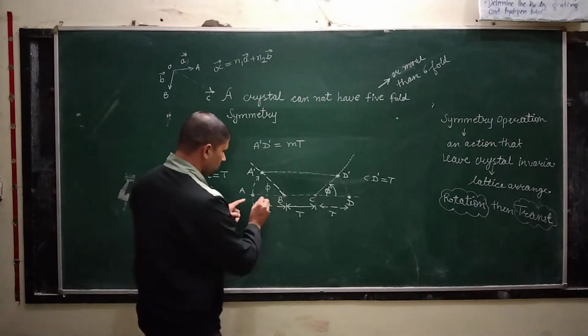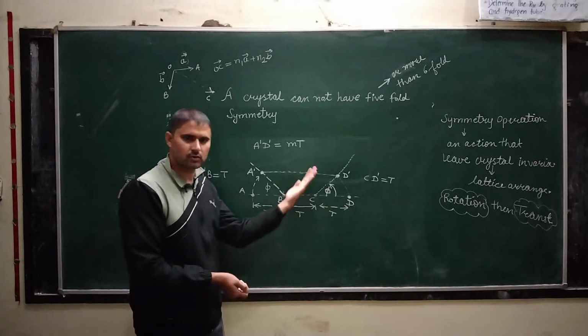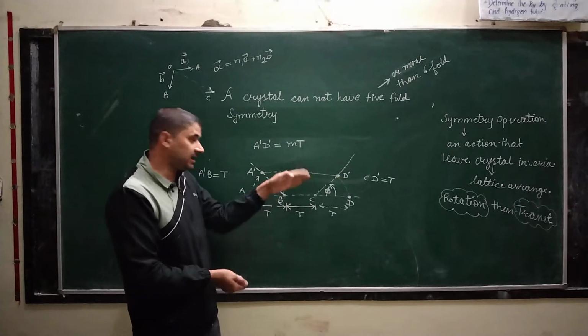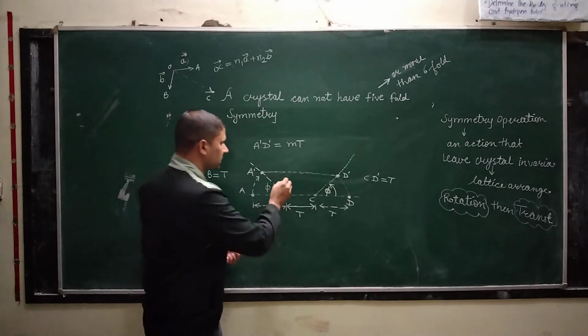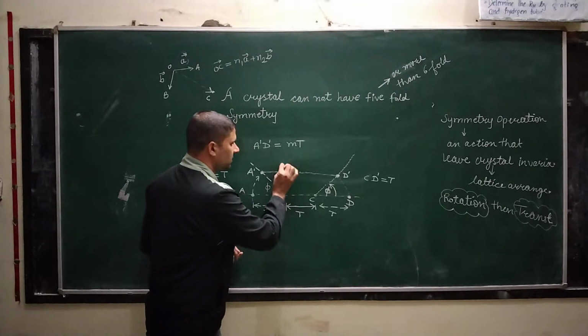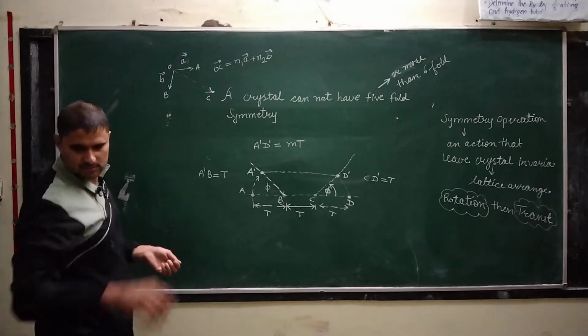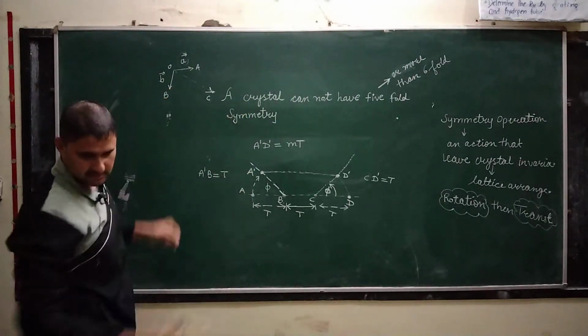So initially the particles are arranged in horizontal direction. After rotation, these particles A dash and D dash are again in the same direction. So this translation vector must be m times of T. You can see it here.